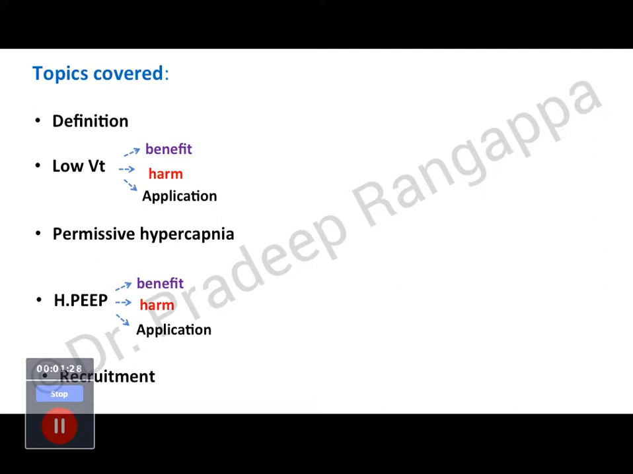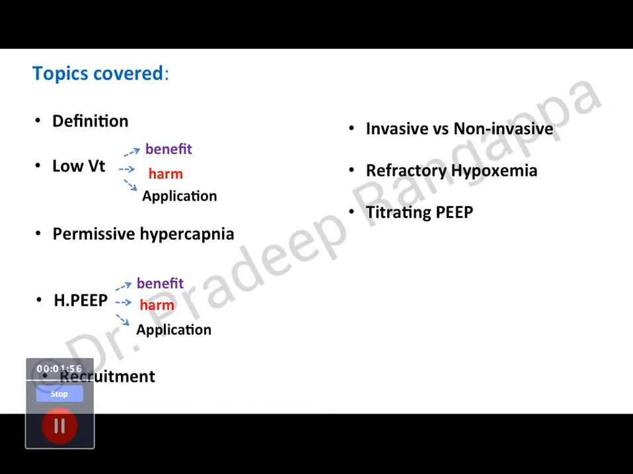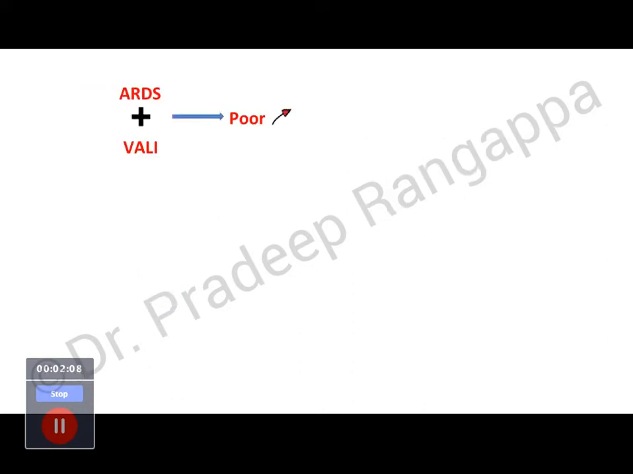In between low tidal volume, high PEEP and recruitment, a new concept has come called the driving pressure, which is a combination of tidal volume and plateau pressure. I think we need to deliberate upon it as we go along. Briefly, we will also cover invasive versus non-invasive ventilation and refractory hypoxemia, where you have done low tidal volume, PEEP optimization and recruitment, but the patient is still refractory, then what are the other tools that we have to optimize the oxygen levels? Then a bit on titrating the PEEP, because when we say high PEEP, we all need to understand the meaning of high PEEP and what number we put for that, and then the summary and recommendation.